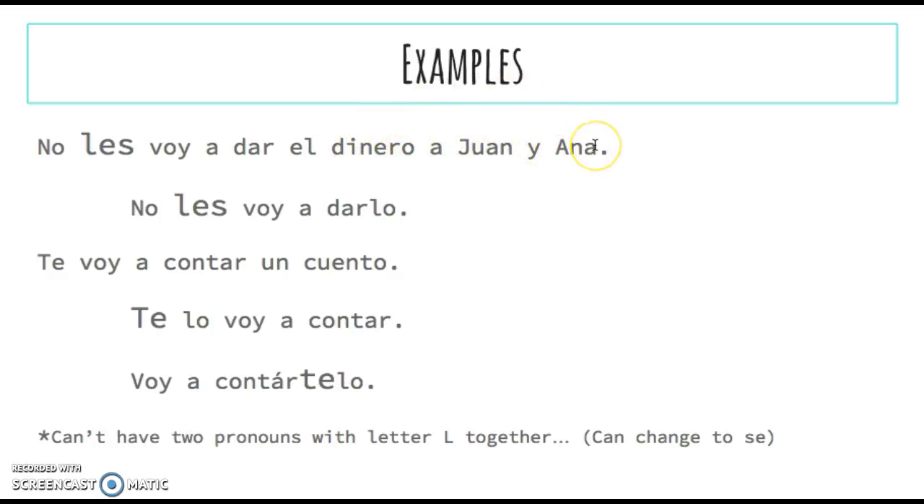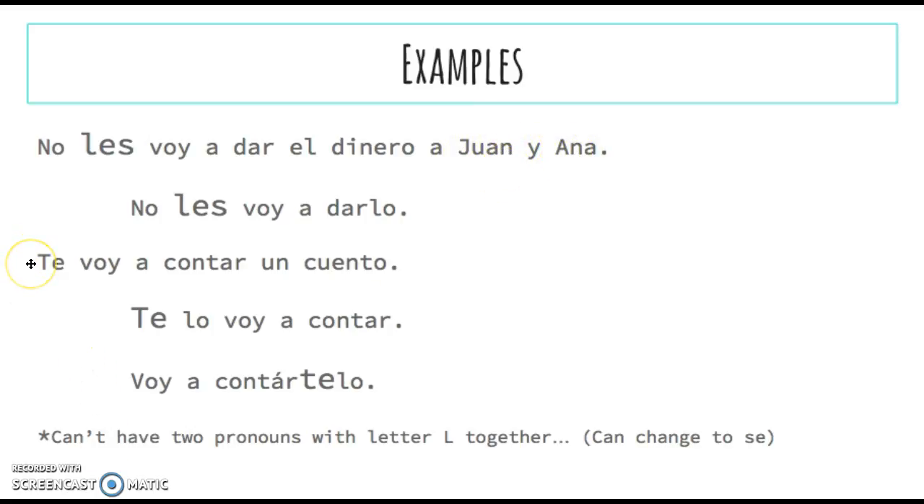To Juan and Ana. So I'm going to replace el dinero with a direct object pronoun and Juan and Ana with an indirect object pronoun, to come up with no les voy a darlo. I'm not going to give it to them. Les, because there's two people as our indirect object.